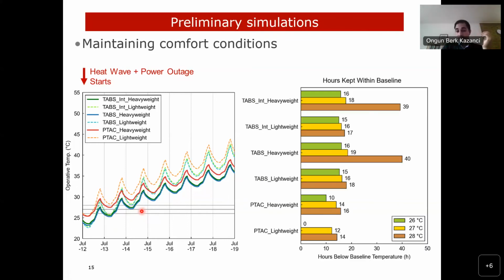And then on the graph on the right-hand side, we can see how many hours the different systems can keep the temperatures below 26, 27, and 28.